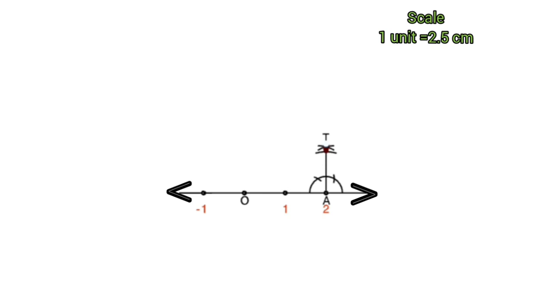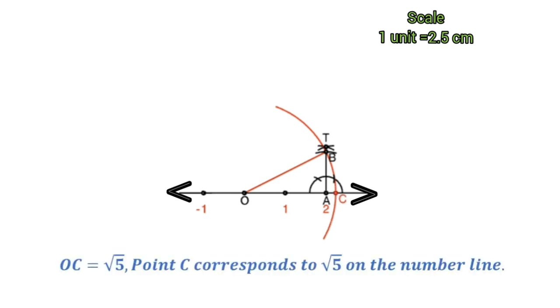So with the needle of the compass at point O and OB as radius, I will draw an arc to intersect the number line at point C, such that now OC is equal to root 5, and we can see point C, it corresponds to square root 5 on the number line. So we have in right triangle OAB, OB is equal to square root 5, and on number line OC is equal to square root 5.